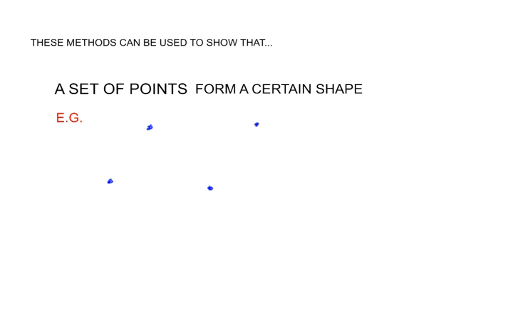So if we're trying to show that these points form a parallelogram, there's a couple of things we need to do. We might do the distance formula from here to here and here to here, and expect that to be the same. We might like to do the distance formula from here to here and here to here to show that they're the same as each other.